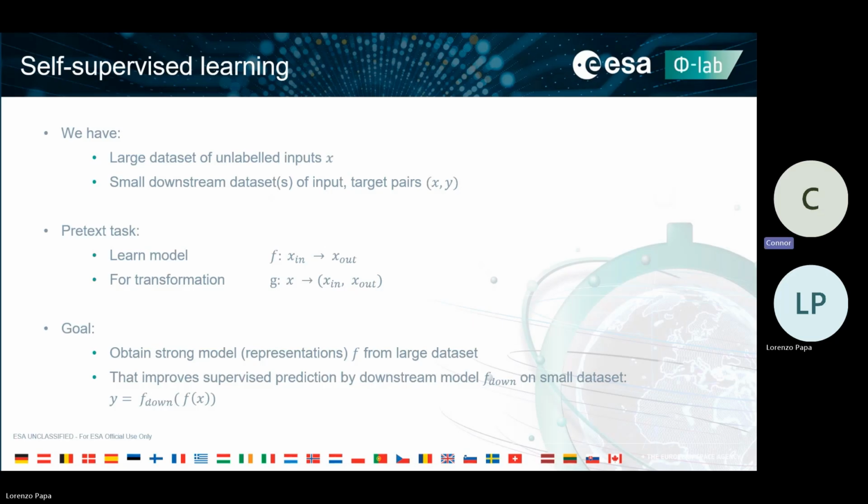Okay, which is our goal? We want to obtain a strong model representation from a large dataset. So we have a lot of data, and we want to represent it. We want to obtain this representation in the feature space. Then we want to improve in a supervised way, thanks to the dataset before, a downstream model on a small dataset. And this is the standard formulation.